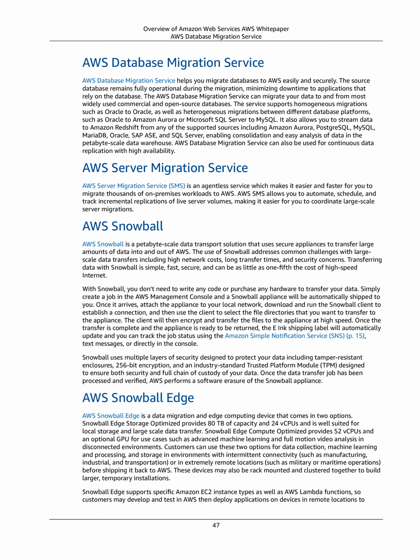Simply create a job in the AWS Management Console and a Snowball appliance will be automatically shipped to you. Once it arrives, attach the appliance to your local network, download and run the Snowball client to establish a connection, and then use the client to select the file directories that you want to transfer to the appliance. The client will then encrypt and transfer the files to the appliance at high speed.